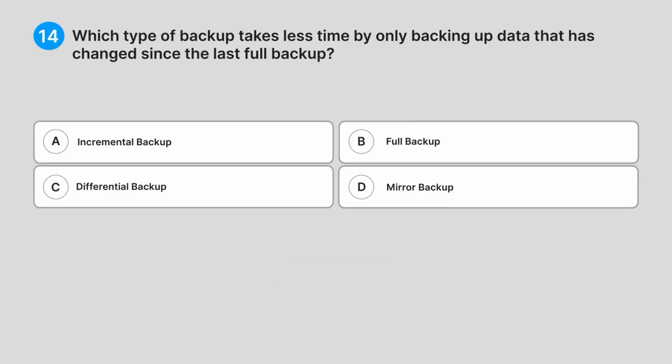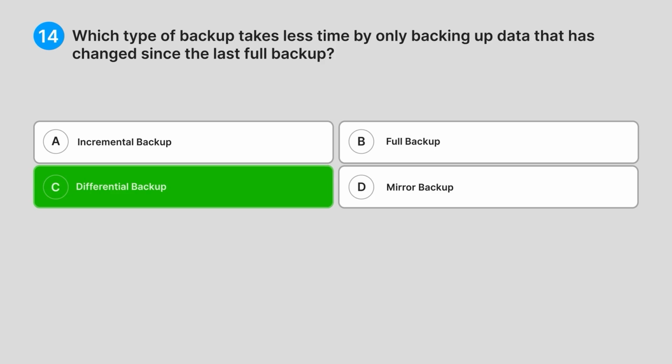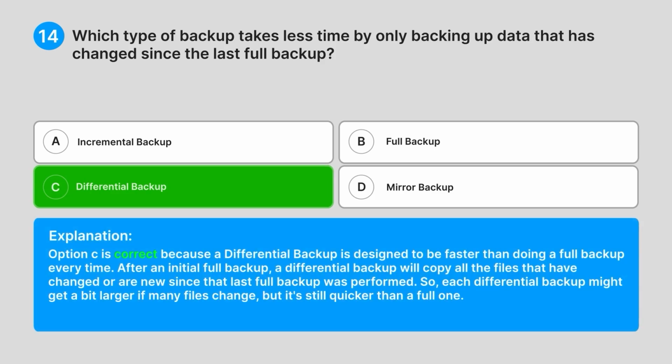Correct answer, C. Differential backup. Explanation. Option C is correct because a differential backup is designed to be faster than doing a full backup every time. After an initial full backup, a differential backup will copy all the files that have changed or are new since that last full backup was performed. So each differential backup might get a bit larger if many files change, but it's still quicker than a full one.